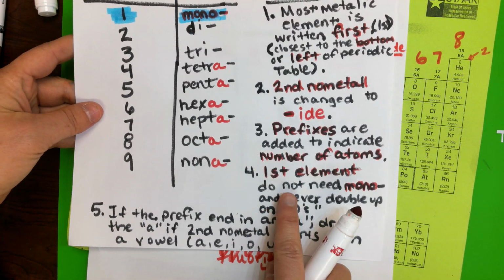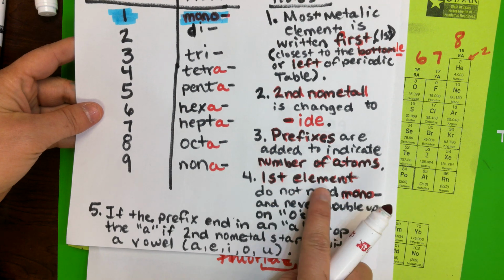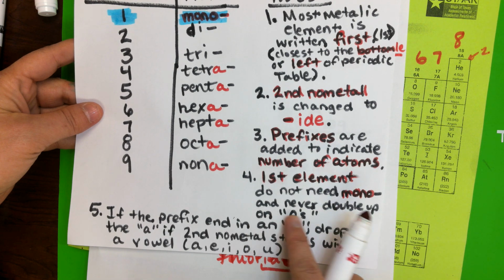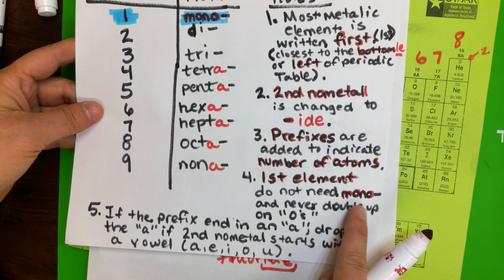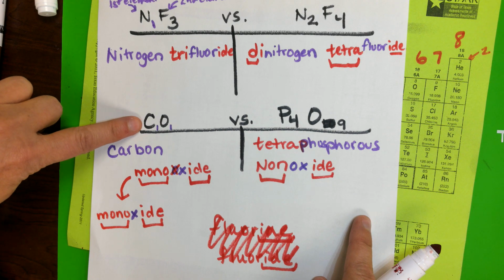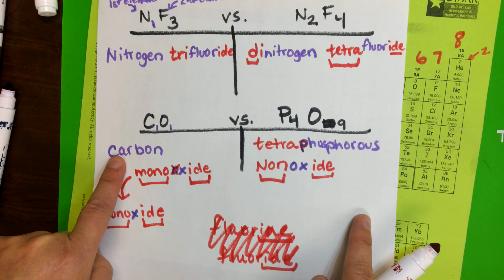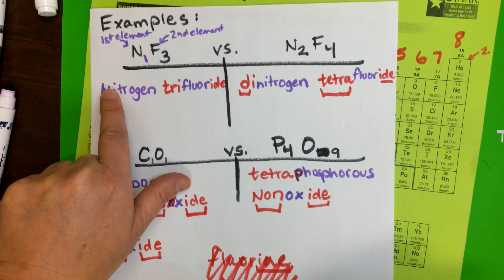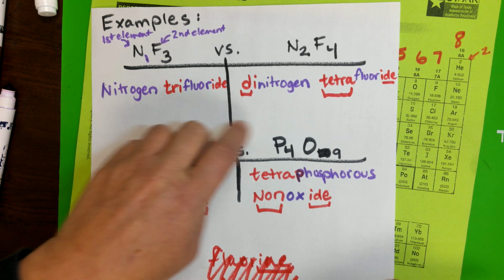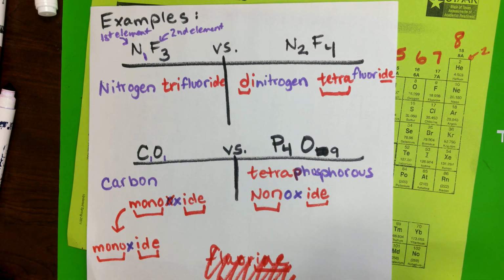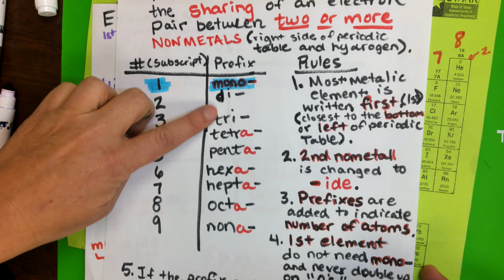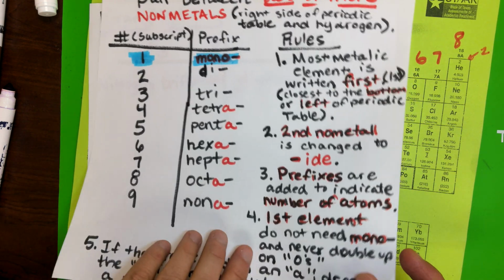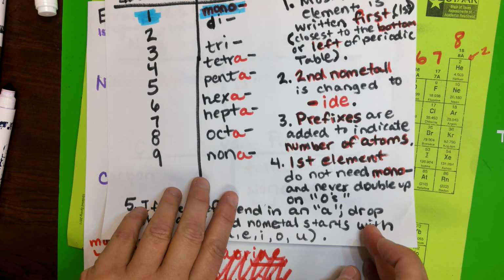Now for monos, be careful. On monos, it says the first element does not need mono, and never double up on O's. So the first element, like this nitrogen, is 1, so this one doesn't have mono. But if it has any of the other prefixes, then you do need to use them. That's why I have it in blue. It's specifically for certain ones that have more than 2.